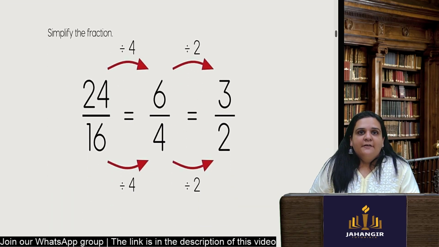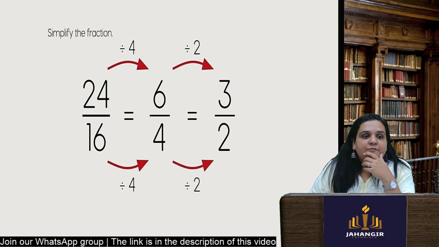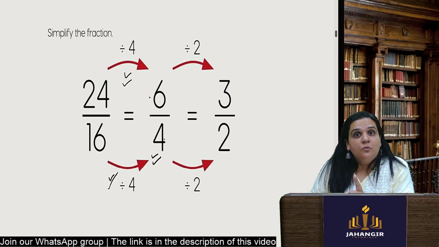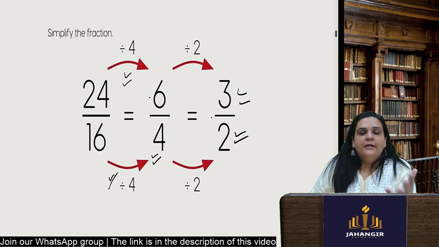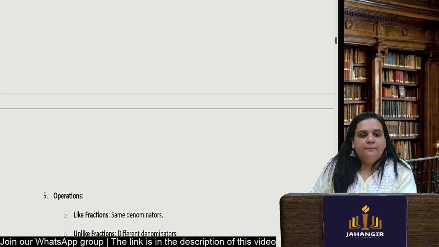Okay, simplify the fraction 24 upon 16. Take the number of which both these numbers are a multiple. Okay, so 24 as well as 16, 4. I can divide 24 also by 4 and 16 also by 4. If I divide 24 by 4, I will get the answer 6. And here I will get the answer 4. Now 6 and 4 can be divided by 2. 2 threes are 6. 2 twos are 4. So 3 upon 2 will be the simplest form. Now they cannot be further divided, reduced to simplest form.